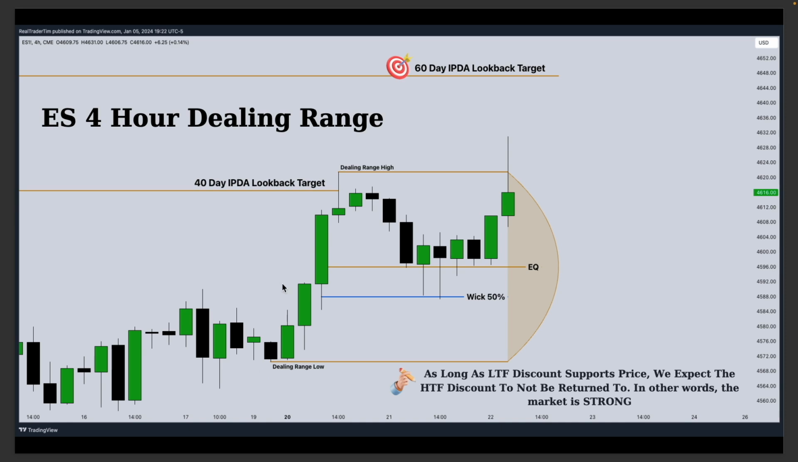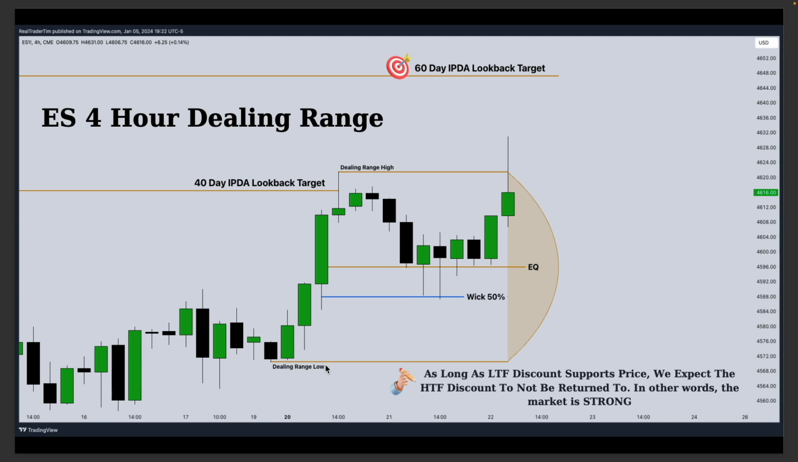So of course, we expand and get that 40-day IPTA look back target, but we still haven't met our 60-day IPTA look back target. So whenever we have expansion, we're going to have new dealing ranges to work with, especially on the hourly and 4-hour time frames. So we want to make sure we're still identifying those dealing ranges on the hourly and 4-hour time frames. So we can see that they're more dynamic ranges as we continue to move higher to our IPTA look back targets. Now remember, our invalidation level is our dealing range low.